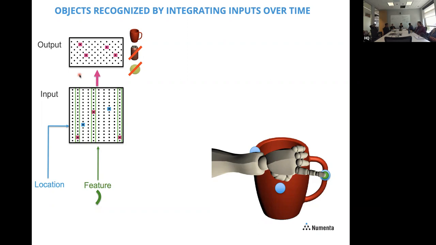And so the column is sort of voting over time to decide what hypothesis or what underlying object is consistent with all those votes. And then the next stage is you can have multiple columns doing the same thing, but they can vote amongst themselves as well. So they eliminate possibilities by voting coincidentally as opposed to sequentially.